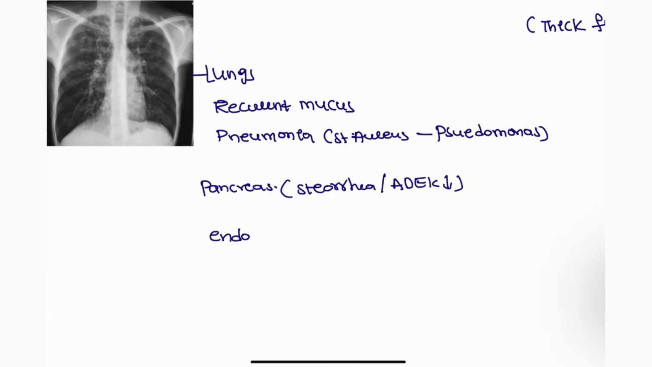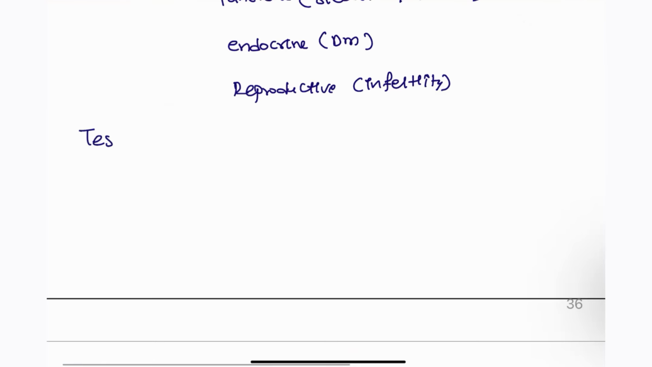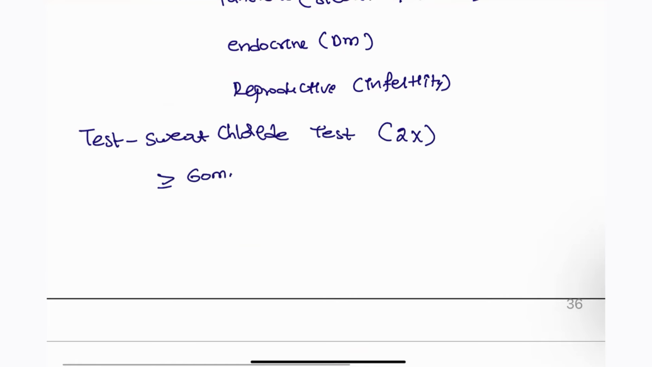If the endocrine pancreas is involved, then endocrine damage and diabetes mellitus will be seen in this patient. In reproduction, there will be infertility. The best test for this patient is the sweat chloride test. On 2 occasions, it should be more than 60 millimoles per liter, which means it is positive.